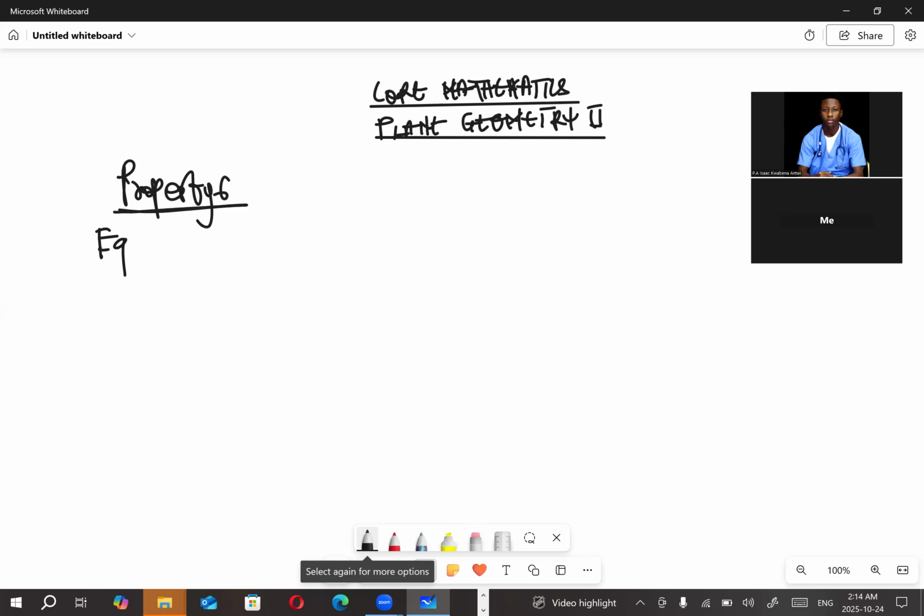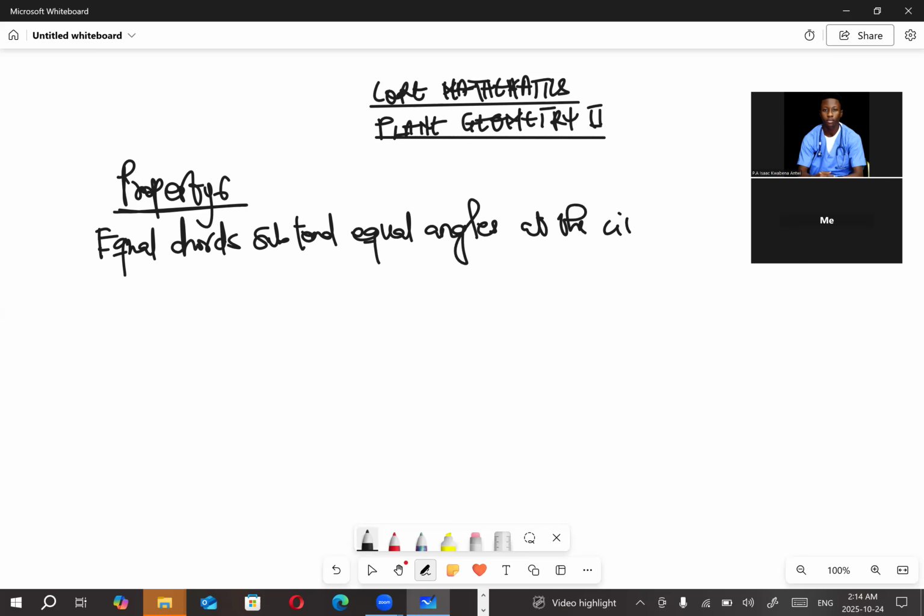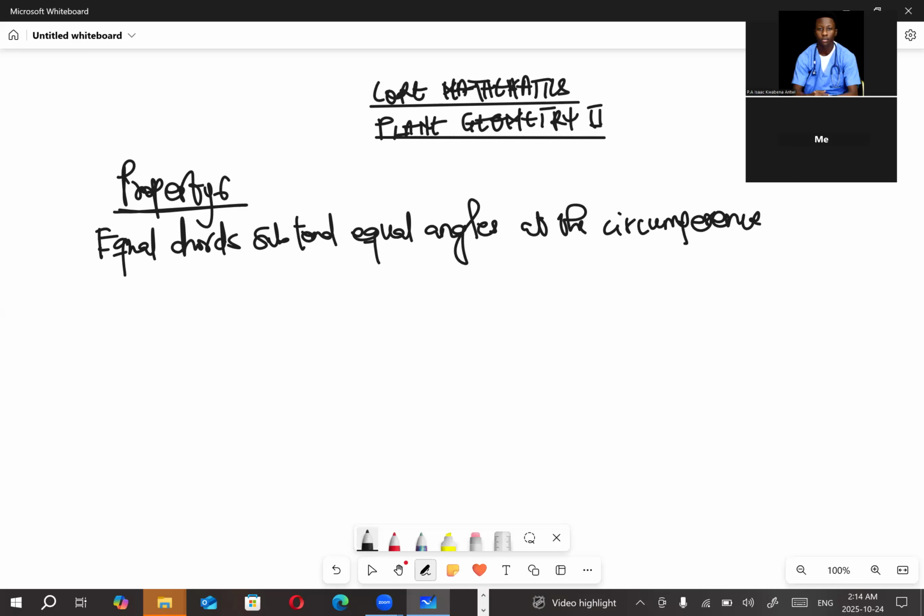Equal chords subtend equal angles at the circumference. Quite similar to what we did yesterday.